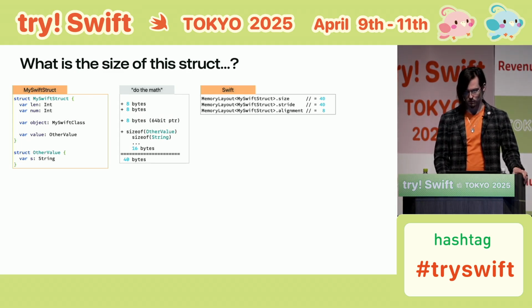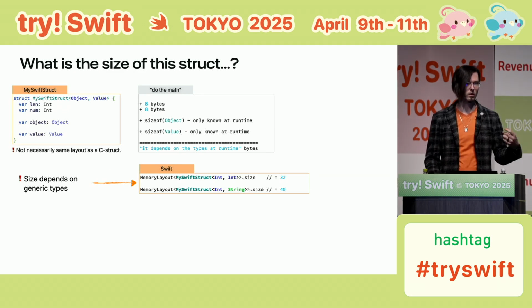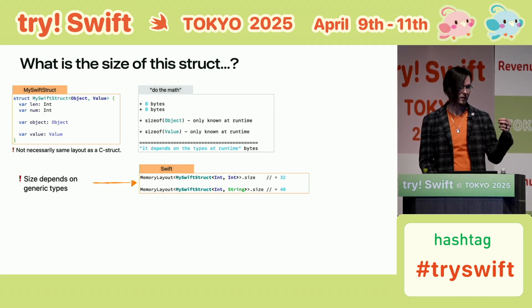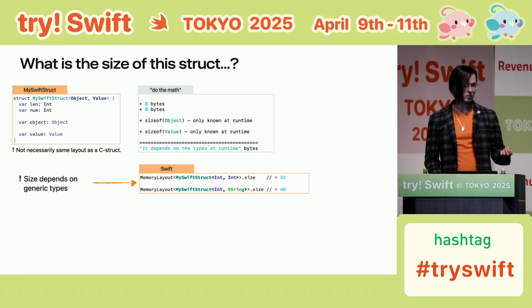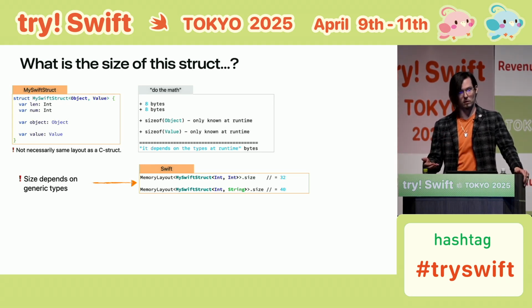So that's really cool, but it doesn't actually work for generic types. I cannot manually calculate that, right? If I have a MySwiftStruct, and it's generic over Object and Value, right, var object, I don't know the size of object. I don't know the size of value. So as a source generator, which we're effectively building, I cannot answer these questions because the exact size of the MySwiftStruct depends on the exact types provided to it. And this is only known at runtime, right?